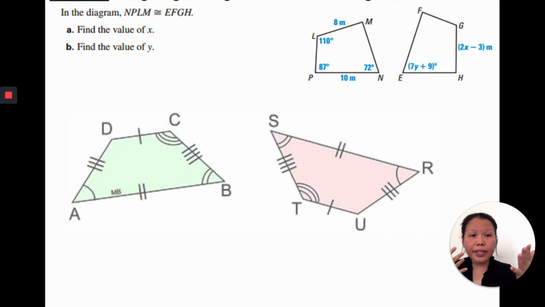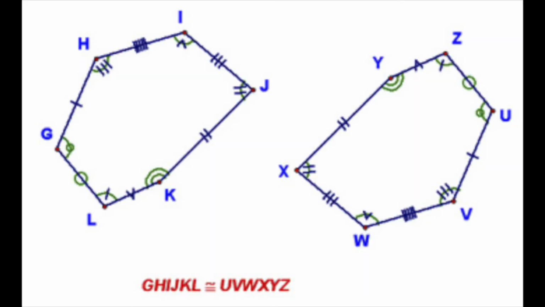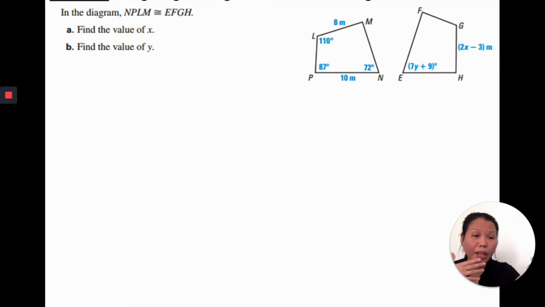Quadrilateral, pentagon, hexagon, trapezoid, and this happened to be a quadrilateral, to be safe, four sides. In the diagram, I'm given the statement NPLM congruent to EFGH. Find the value of x and then find the value of y.